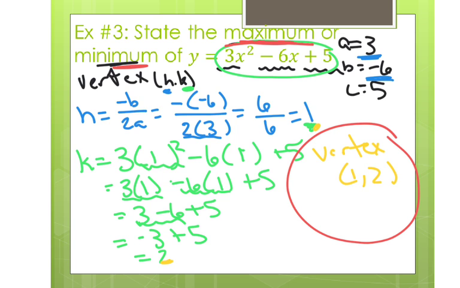But to figure out if it's a maximum or a minimum, look at this number in front of x squared. So if that's a positive value, that means that your graph would open up, which means your vertex here is at the bottom of your parabola. So this vertex is a minimum.